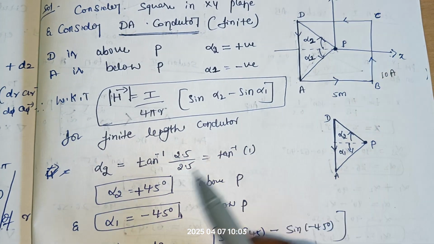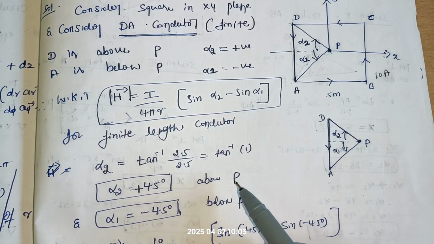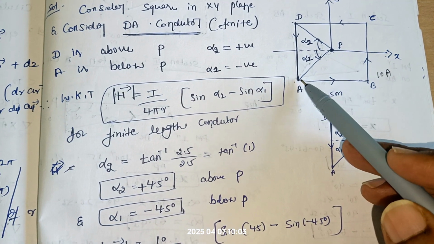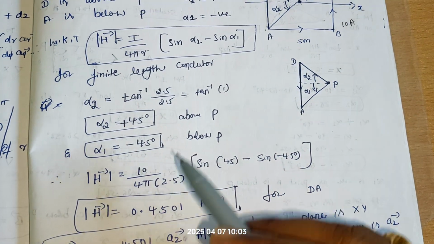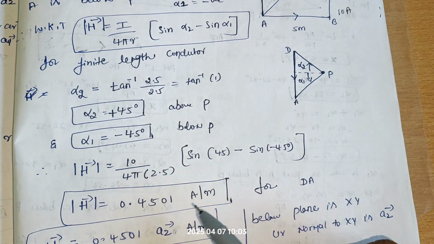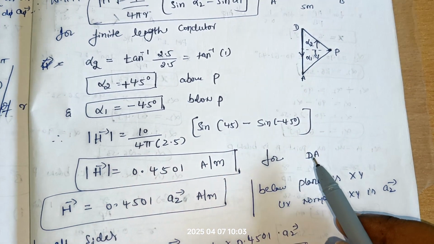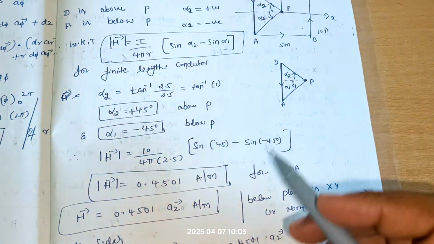So it is tan inverse of 1, that is nothing but alpha value is 45 degree, which is above P, and one more is below, the same 2.5, 2.5. So alpha 1 is also the same. So just substitute this alpha 1 and alpha 2 in the above equation. So we'll get H equals 0.4501 ampere per meter for DA. Okay, so for this segment we got this value.